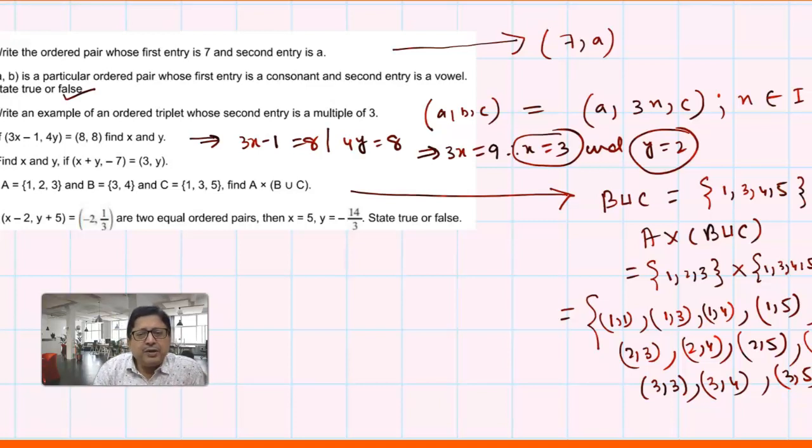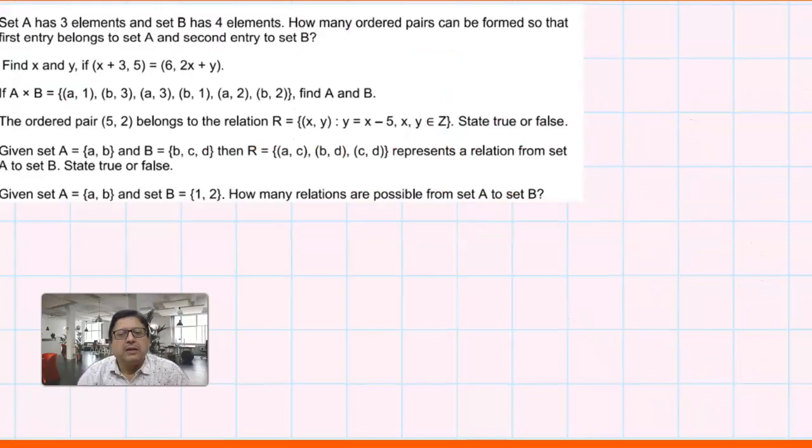Now these two are equal ordered pairs. State true or false. Just compare and get the value. This is false because x is coming to be equal to 0 here and y is going to be minus 5 plus 1 by 3. Y is correct, but this is wrong. So the statement as a whole is false. This is not correct. Now let us see what happened in sum number 8.